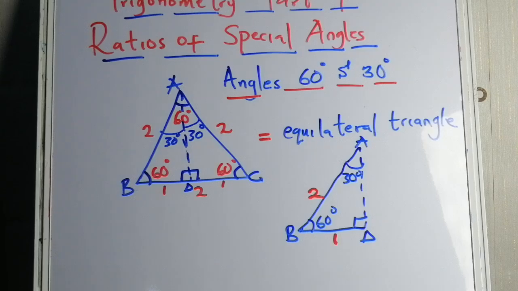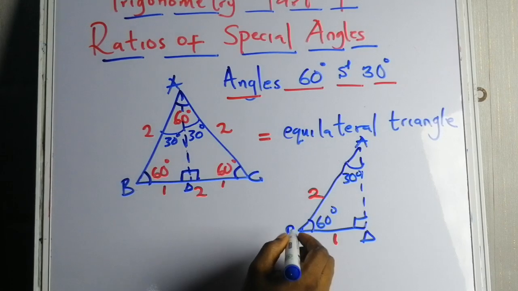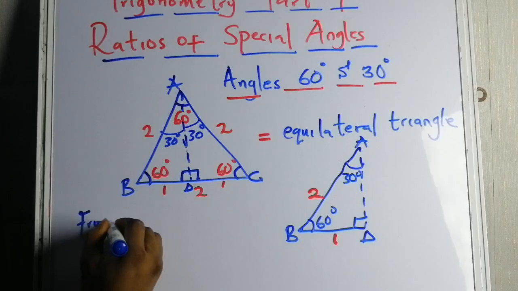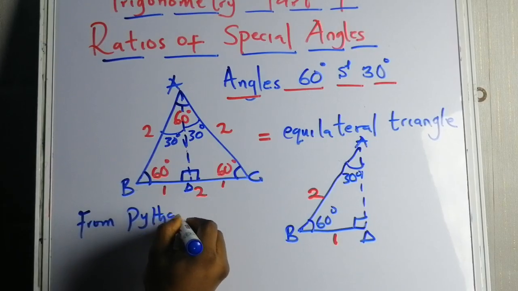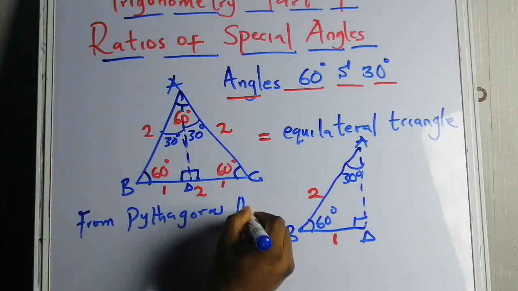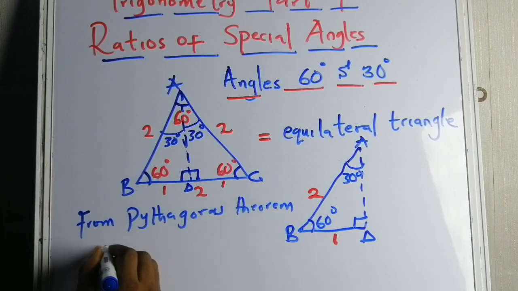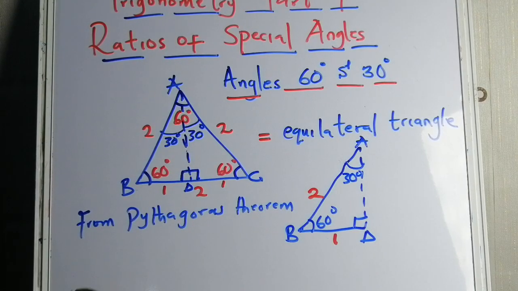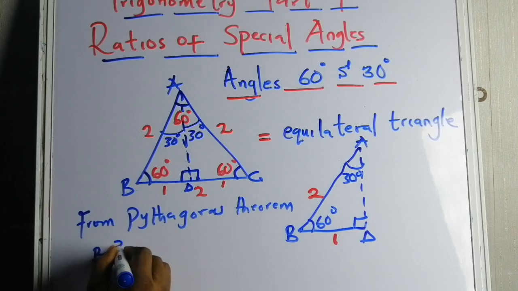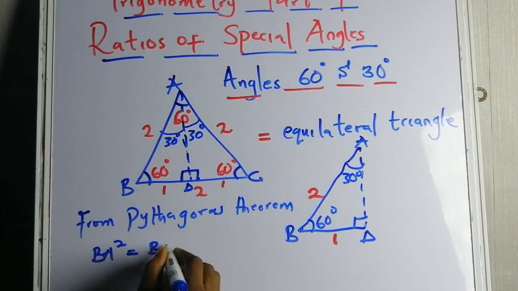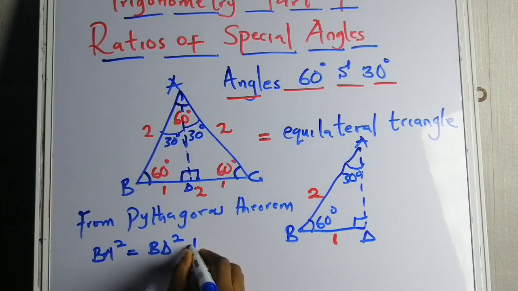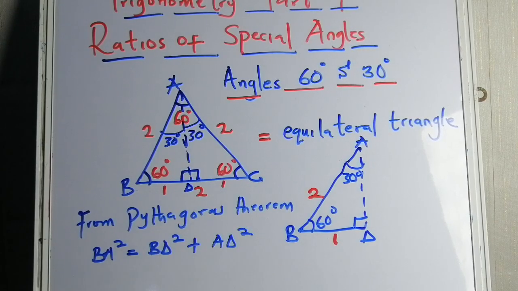So all I just need to do is say, from Pythagoras theorem, BA square equals BD square plus AD square. Okay, don't forget. So what am I trying to do? From Pythagoras theorem, BA square, the hypotenuse, equals adjacent BD and what?